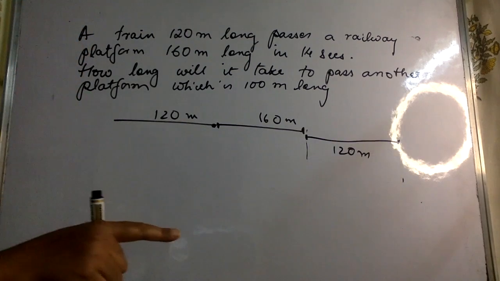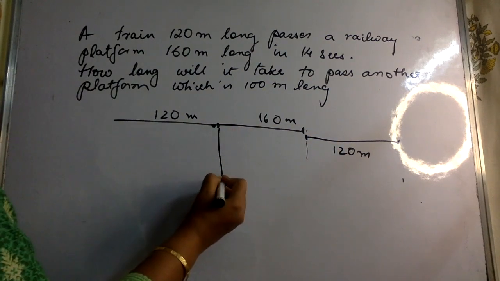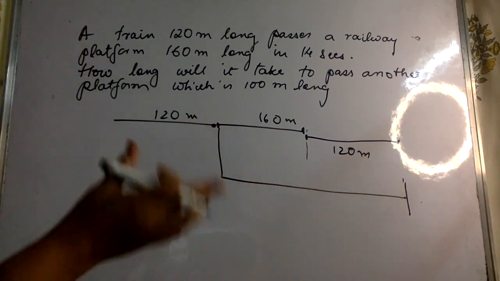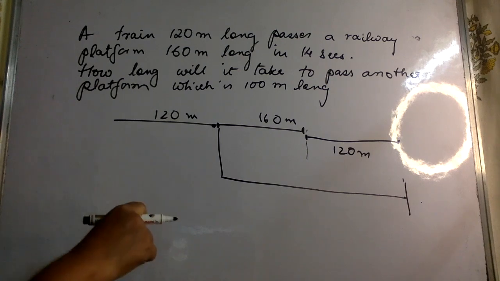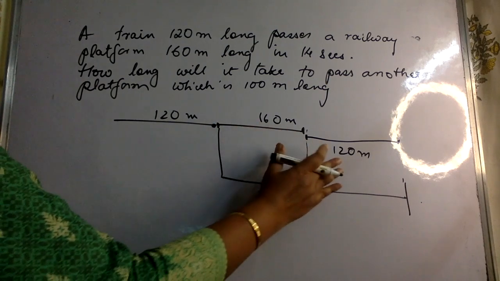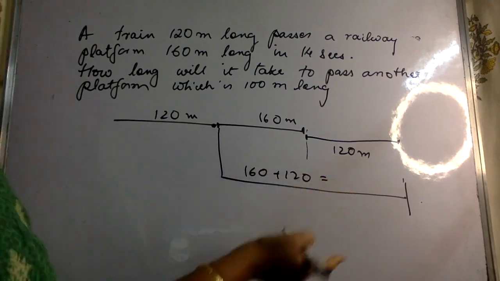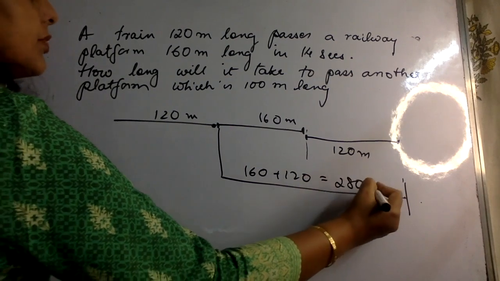So how much did the engine actually travel? What distance does it cover? It covered a distance of 160 plus 120. That means the length of the platform plus its own length. Okay, so this is the thing you have to understand here. So 160 plus 120 is the total length it has to cover, and that becomes the distance covered by the train. So that is 280 meters.